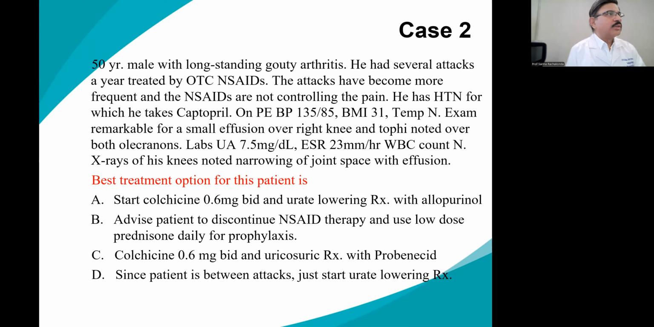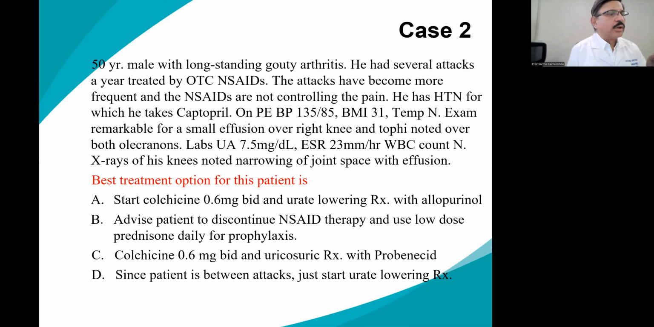How much colchicine do we give? Normally it is available as 0.5 mg tablets, 0.5 mg up to a maximum of 6. Every 2 hours I have to give. Not BID. Start colchicine every 2 hours. BID is wrong. Every 2 hours you have to give, and a urate-lowering drug also.